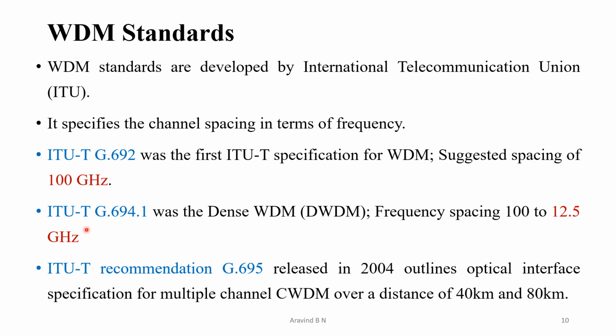Further, ITU-T G.694.1 was known as the dense WDM, in short DWDM. It has a frequency spacing of 100 to 12.5 GHz. Later, ITU-T recommendation G.695 was released in 2004. It outlines optical interface specifications for multiple channel CWDM over a distance of 40 km up to 80 km.